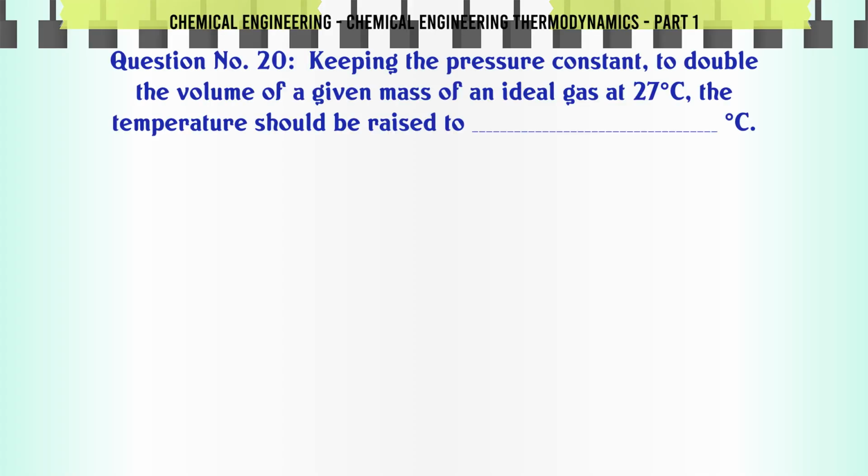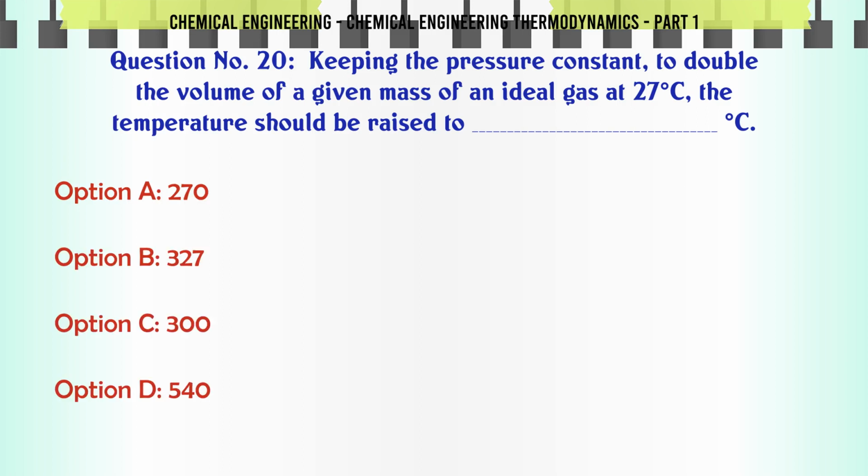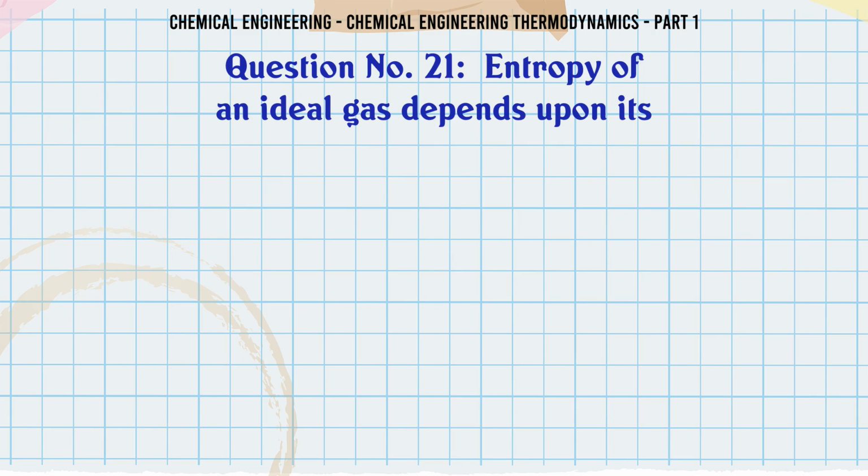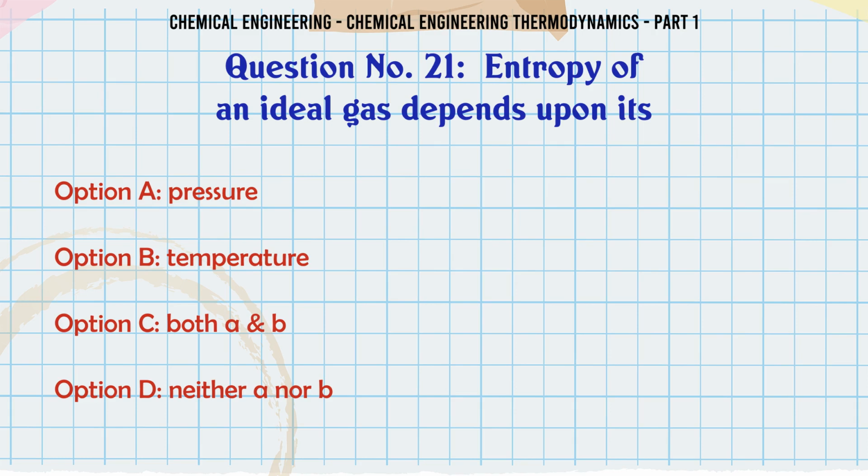Keeping the pressure constant, to double the volume of a given mass of an ideal gas at 27 degrees Celsius, the temperature should be raised to ___ degrees C. A. 270, B. 327, C. 300, D. 540. The correct answer is 327.